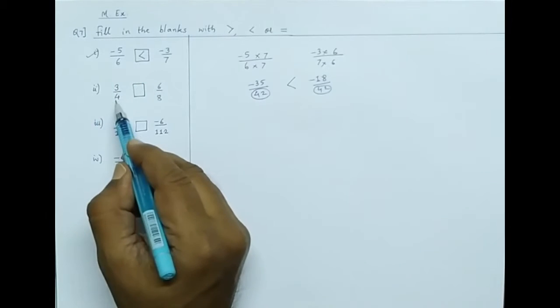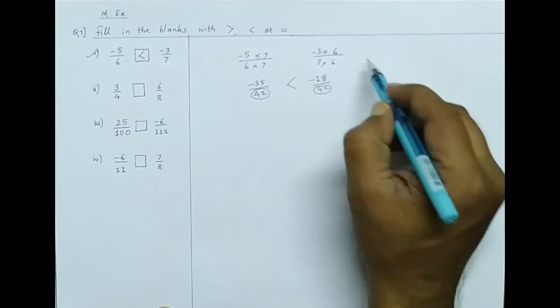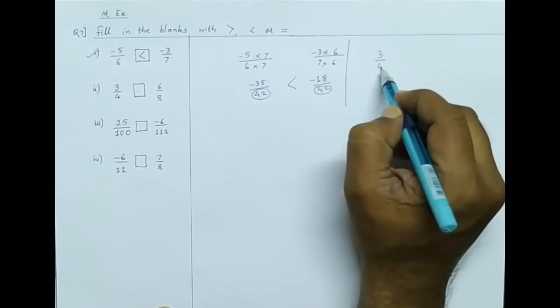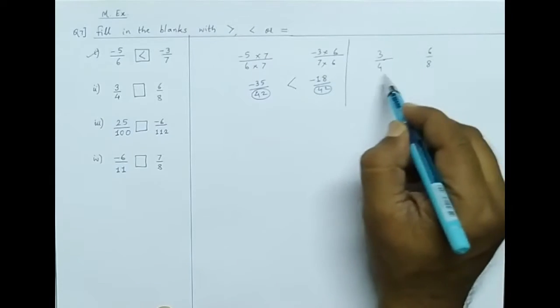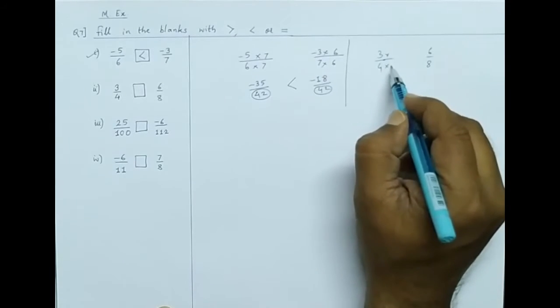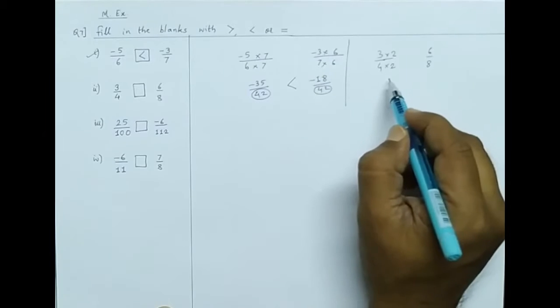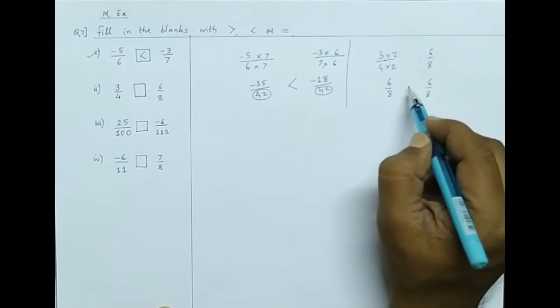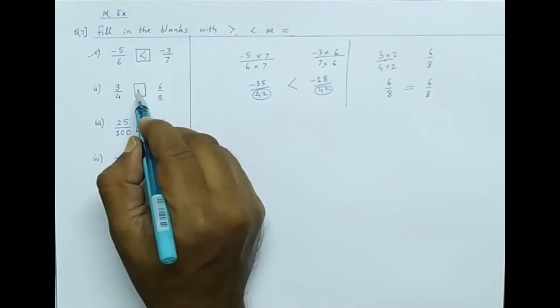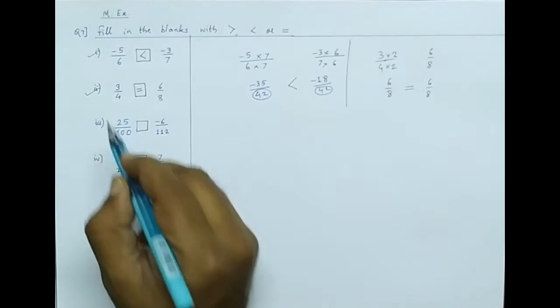Next sum. 3 by 4 and 6 by 8. The LCM of 4 and 8 is 8. If I multiply here by 2, then this becomes 6 upon 8. And we know that 6 upon 8 is equal to 6 upon 8. So these both are equal.